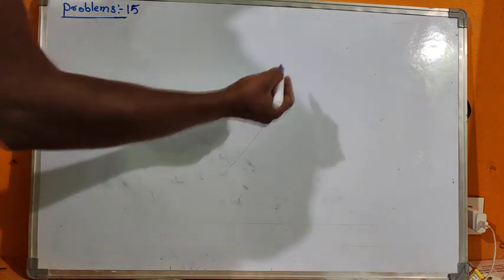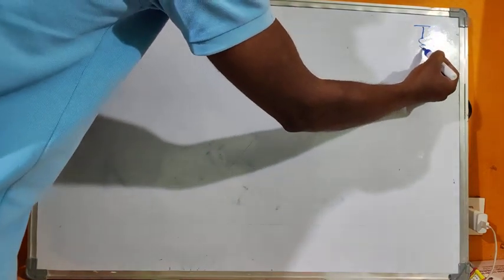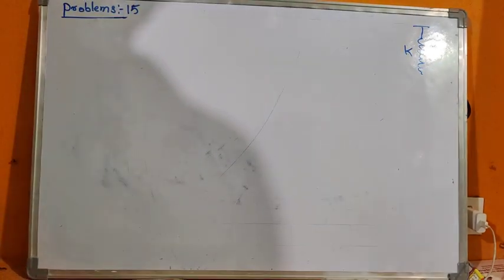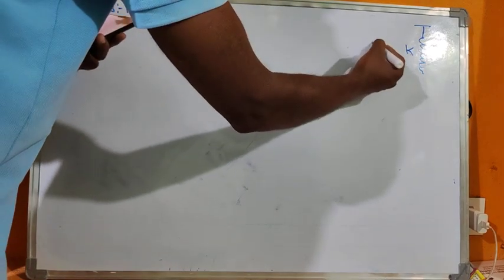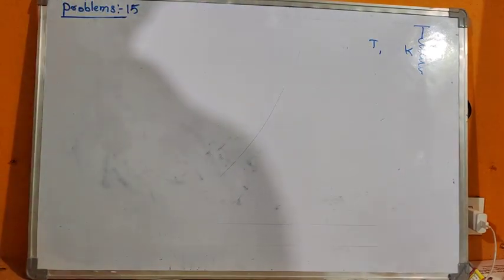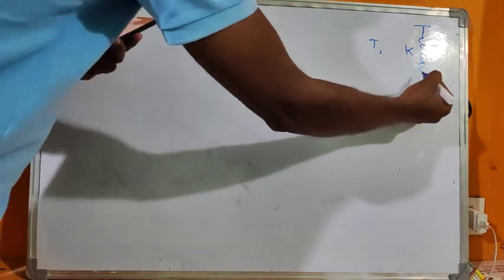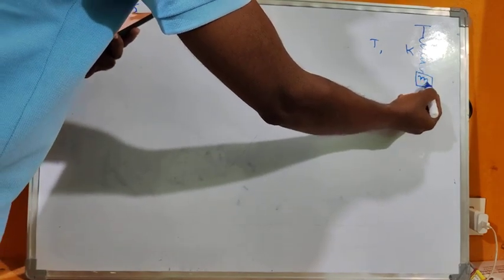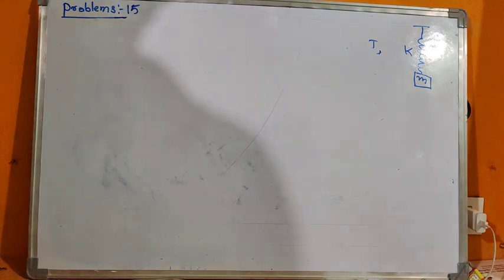Okay, so there is one spring here like this. This is our spring. This spring has some spring constant k, and its time period is given, equal to capital T. A body is suspended here, and after suspending this body the time period is capital T. Then what will be the new time period if the spring is cut into two equal parts and the mass is suspended from one part?